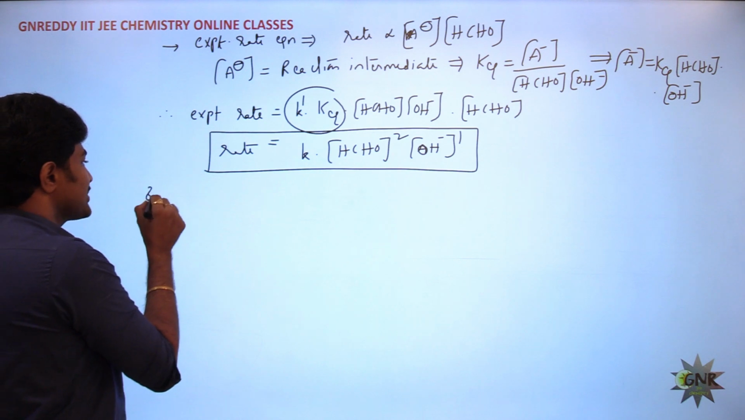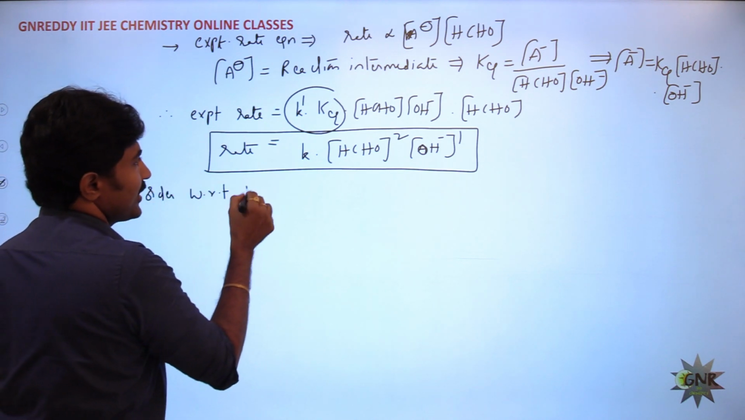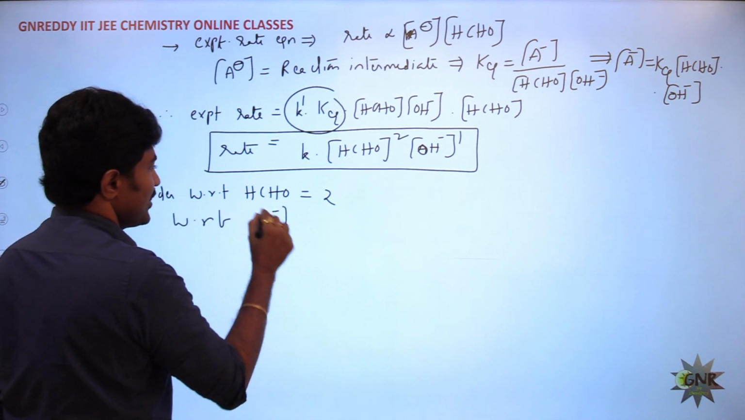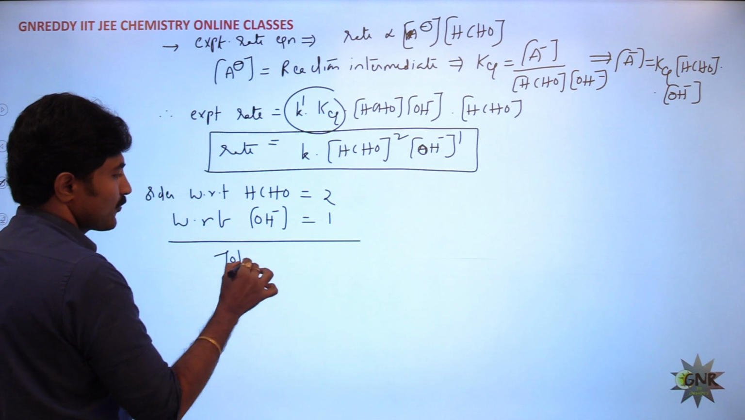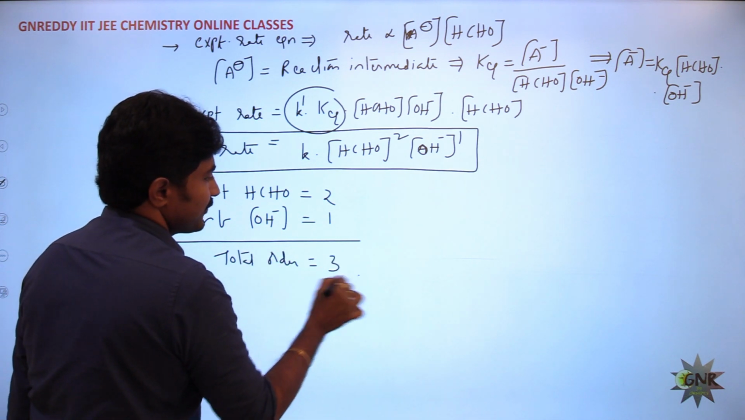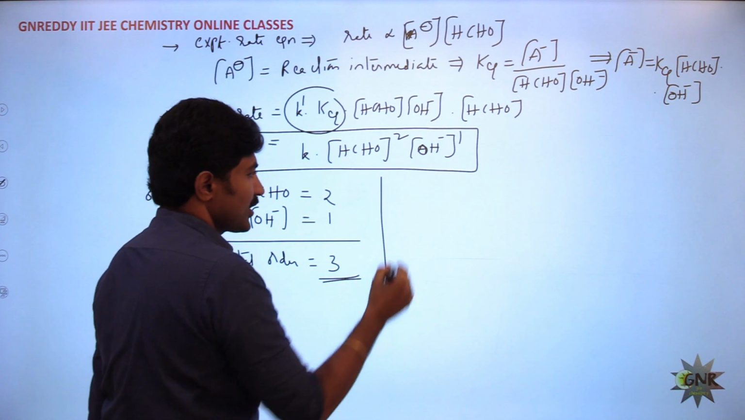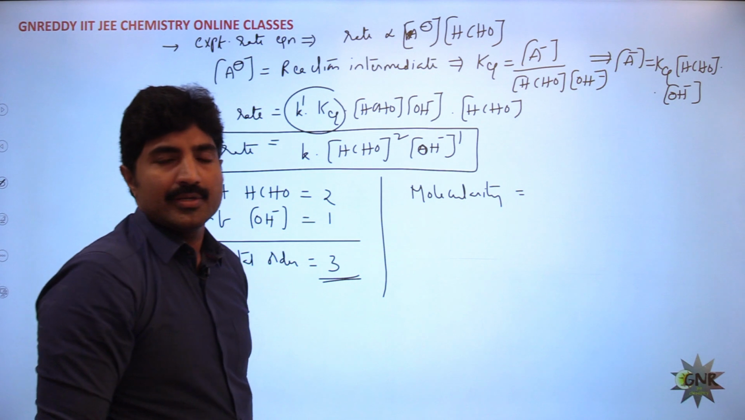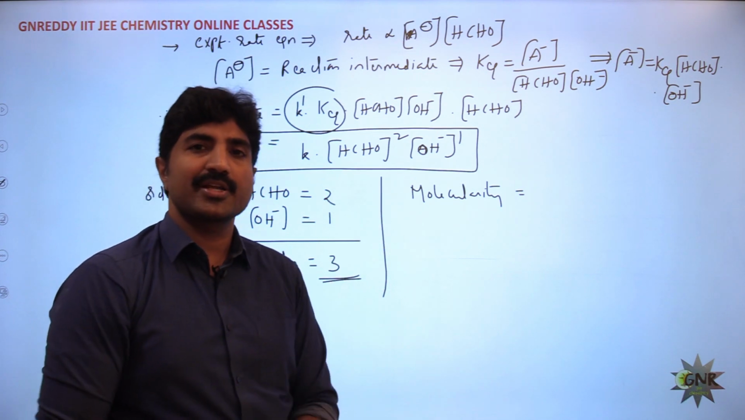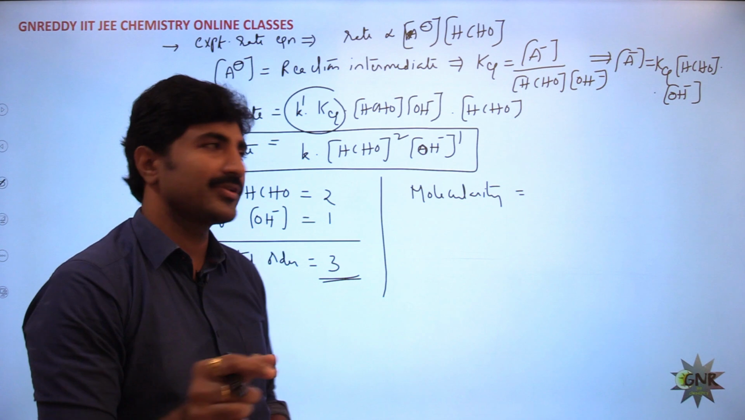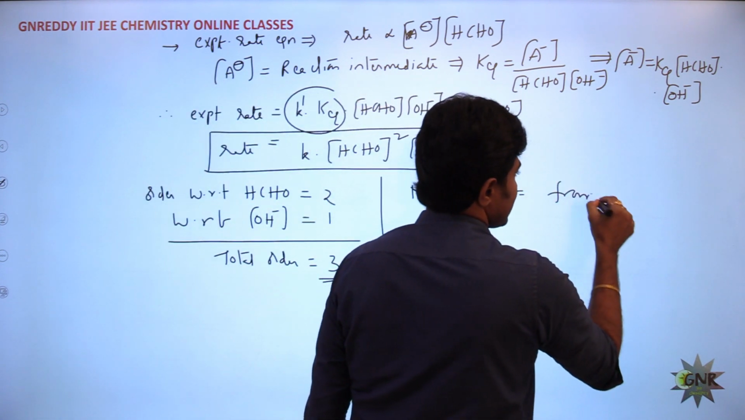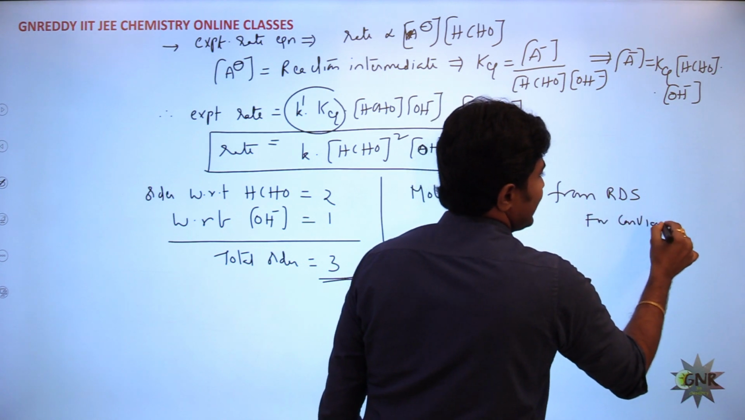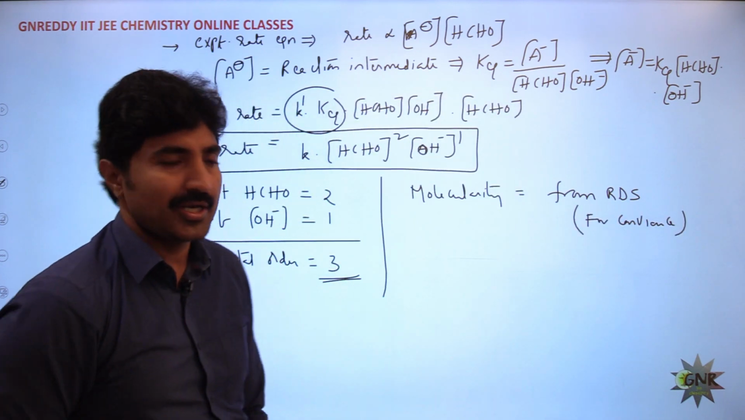From this only we will get the molecularity and order. You know what the order is here? With respect to formaldehyde it is 2, whereas with respect to OH minus it is 1, and the total order is 3. How do you find out the molecularity? Actually it is a complex reaction. For a complex reaction molecularity has no significance, but for convenience we can take it from the RDS. This is the RDS molecularity, for convenience only. Actually we know for a complex reaction molecularity has no significance.